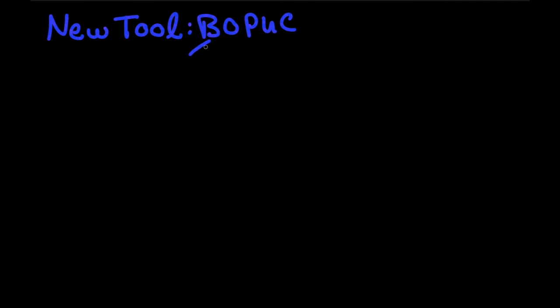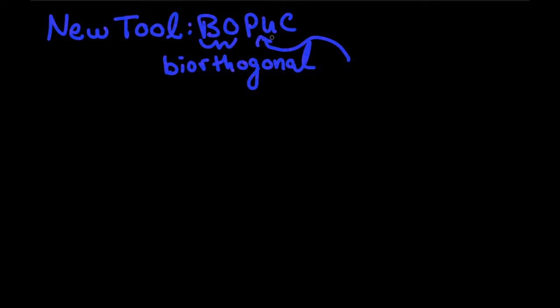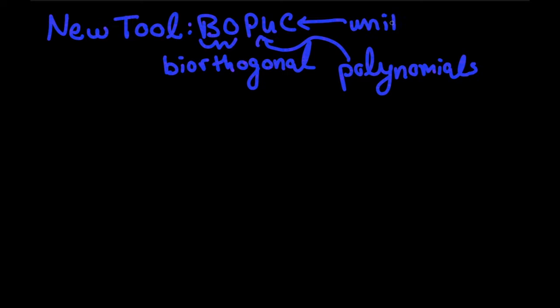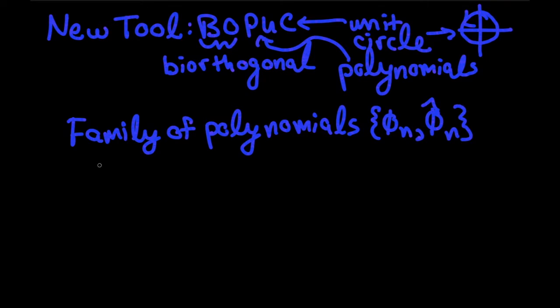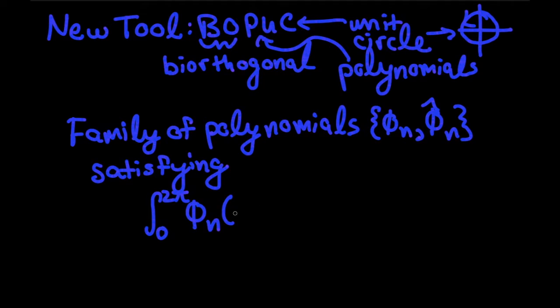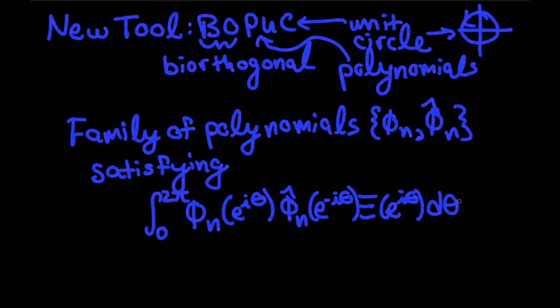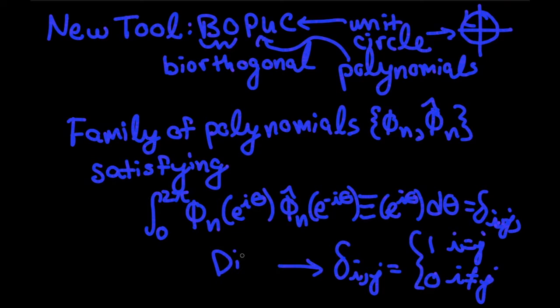There is a new tool we can use: bi-orthogonal polynomials on the unit circle. It's quite a mouthful. I've kind of gone over it through here. This all basically means we have a family of polynomials, phi n and phi hat n, satisfying this condition from the integral from 0 to 2 pi of this following integral, including the xi function. It's a Dirac delta. And that means that it's 1 if i equals j and 0 otherwise.